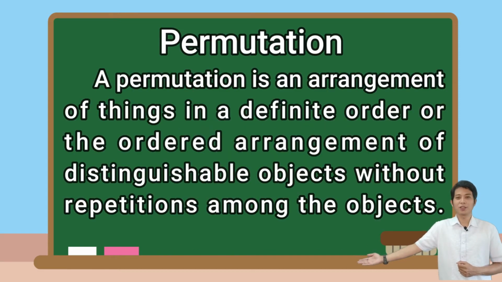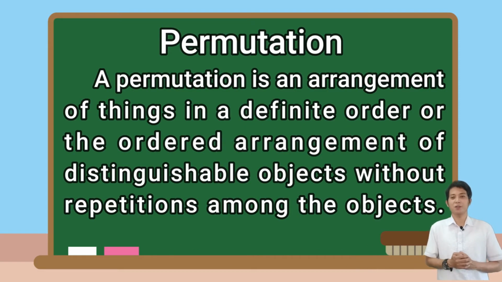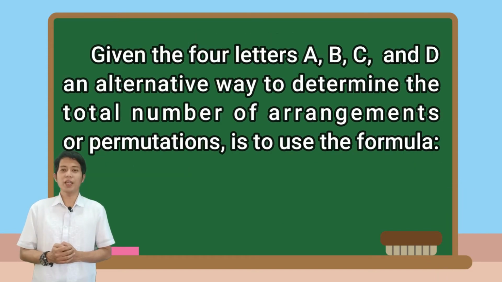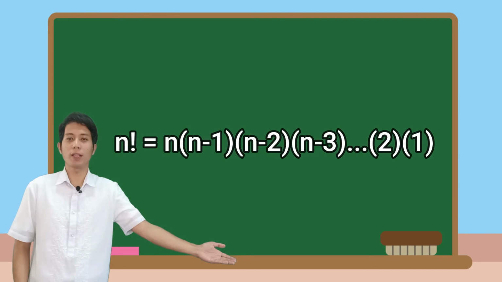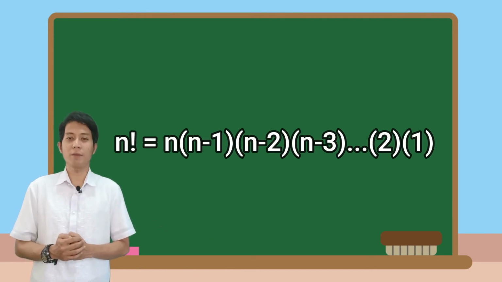A permutation is an arrangement of things in a definite order or the ordered arrangement of distinguishable objects without repetitions among the objects. Given the letters A, B, C, and D, an alternative way to determine the total number of arrangement or permutation is to use the formula n factorial equals n times quantity n minus 1 times quantity n minus 2 times quantity n minus 3 and so on times 2 times 1.